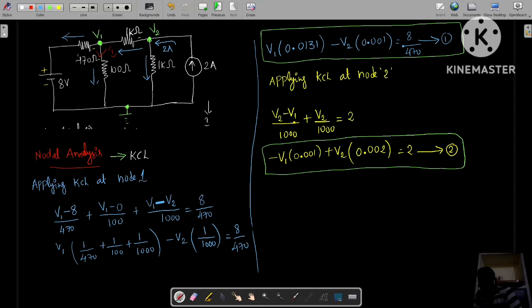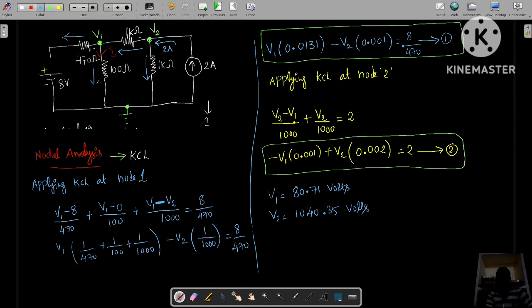So the V1 which we will get is, let me check it, V1 value 0.0131, minus 0.001, and 0.1017. Now you will get the V1 value. So V1 is equal to 80.71 volts. V2, the voltage at node 2 by applying KCL or nodal analysis, is 1040.35 volts. Okay.